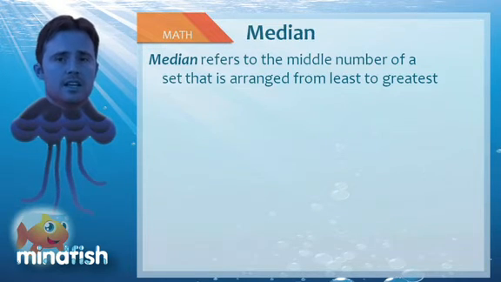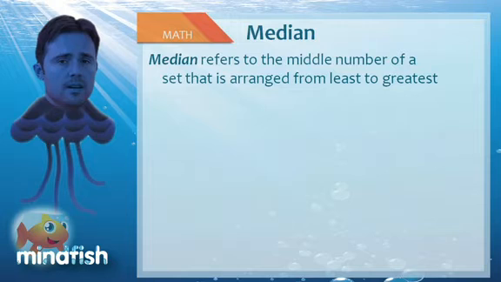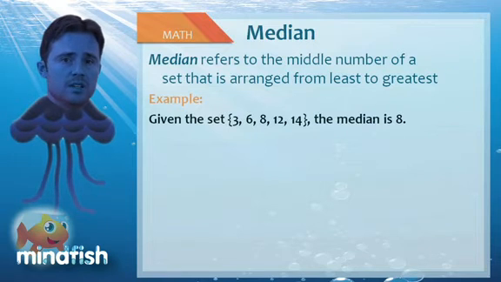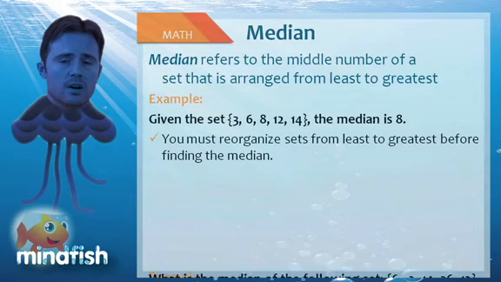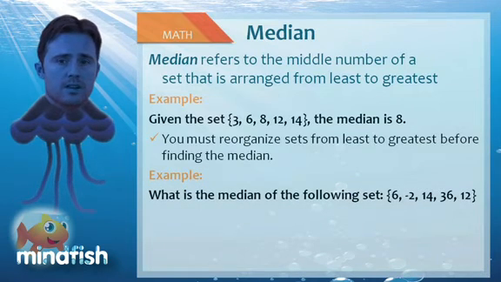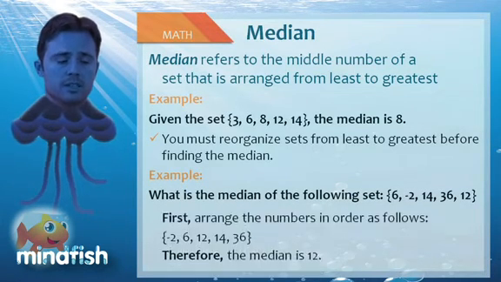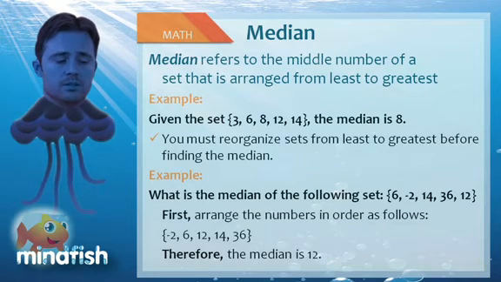The median of a set is the middle number in the set, and that can only be determined if you rearrange the set from least to greatest. So in this first set, 3, 6, 8, 12, and 14, the median is 8. And it's fairly straightforward because the set's already arranged from least to greatest. In this next example, though, 6, -2, 14, 36, 12, if I ask you for the median of that set, you need to first rearrange the terms from least to greatest: -2, 6, 12, 14, 36. Now you can take the middle number, which is 12.